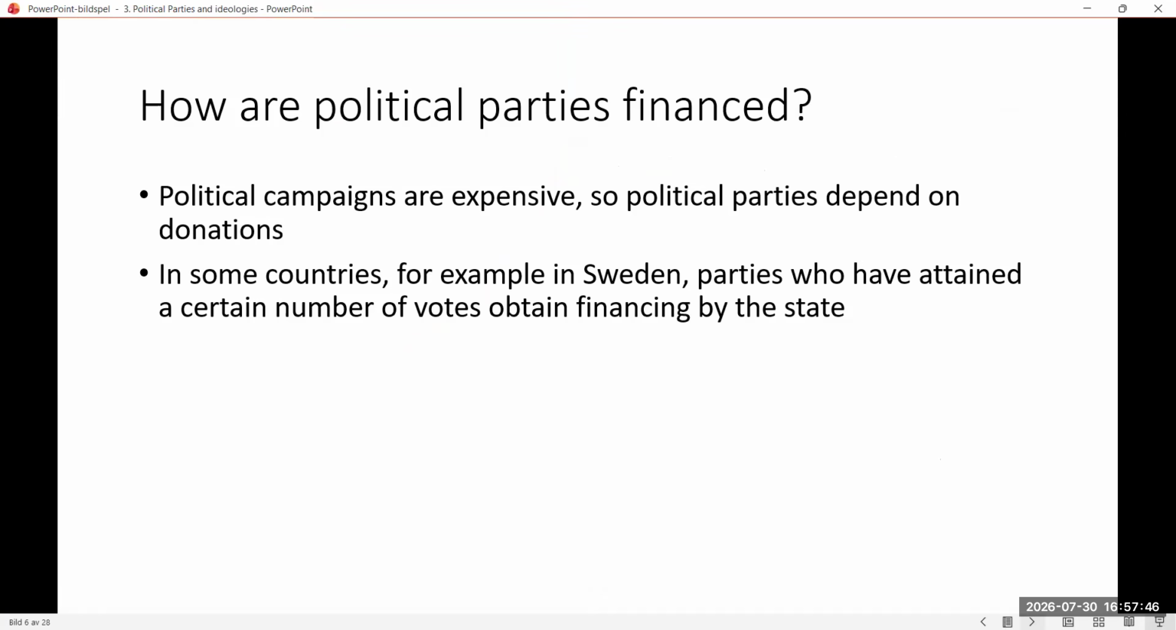Now, how are political parties financed? Because definitely political campaigns are expensive, and parties depend on donations. You probably think that donations are illegal because it sounds like lobbying. Well, there must be transparency as to who donates how much to what party. And of course, there are always strings attached. However, in some countries, for example, here in Sweden, parties who have attained a certain number of votes obtain financing by the state.